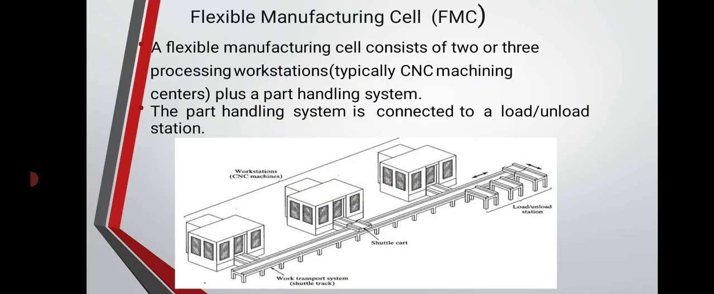Next one, flexible manufacturing cell. A flexible manufacturing cell consists of 2 or 3 processing workstations, typically CNC machining centers, plus a part handling system. The part handling system is connected to a load and unload station. You can see this image. The flexible manufacturing cell consists of 3 machining centers, 1, 2, 3 CNC machining centers.